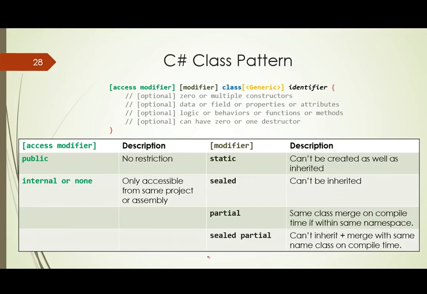So finally, this is the class pattern that you have seen so far. The square brackets mean optional, that you can write it or not write it. It's really up to you. You haven't seen generics yet, but you'll see them very quickly. The format is you first write the access modifier, which is defined here. You can have only public or internal for the class, or nothing at all. If you don't have anything, it means internal class.